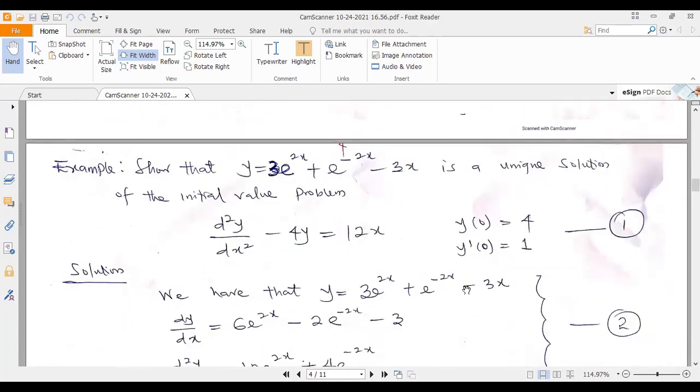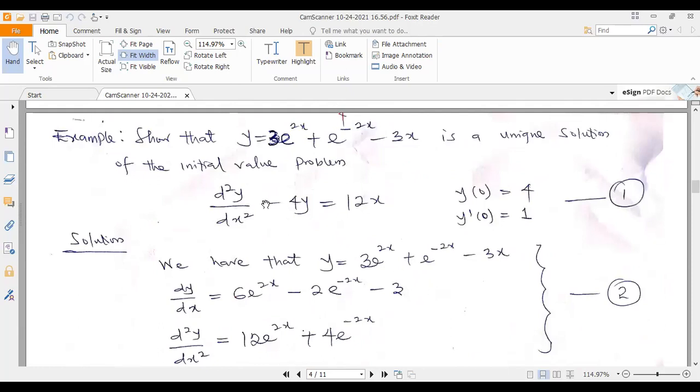But that's not all. Let's look at this example. We have a particular solution: 3 exponential 2x plus exponential minus 2x minus 3x. We are asked to prove that this is a unique solution of a particular initial value problem. The initial value problem is the second derivative of y with respect to x minus 4y is equal to 12x.